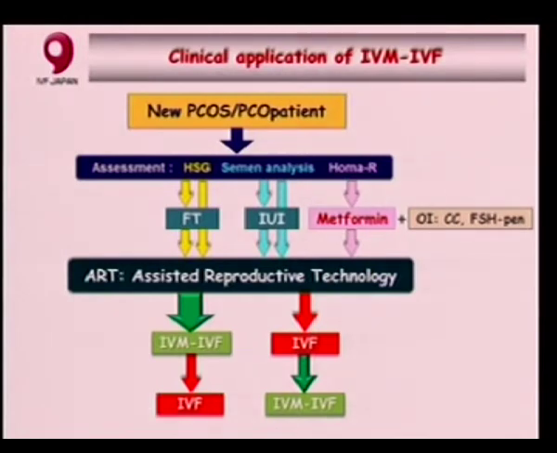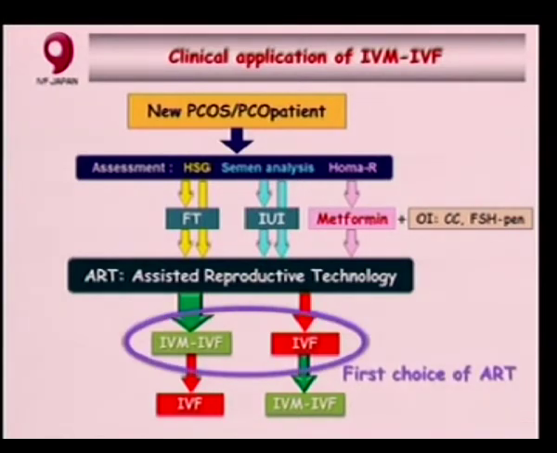They treat not only IVM but also PGD and PGS, which are also modern ART technologies. At my clinic, for new patients we use not only IVF but also IVM as a first choice of ART. For PCO or PCOS patients, we usually apply IVM as the first choice if the patient accepts. Of course we offer IVM or IVF, and if the patient picks IVM, we do IVM as the first choice.